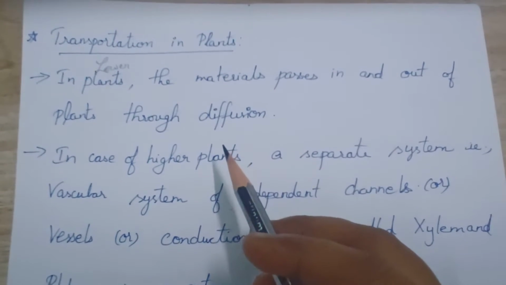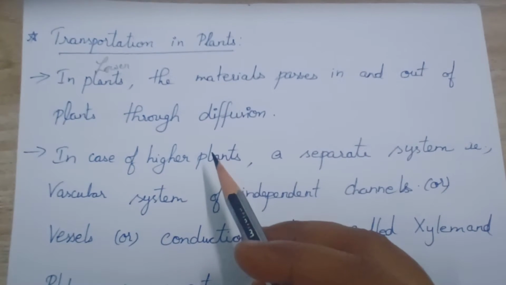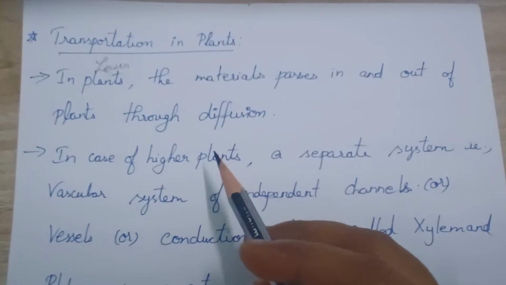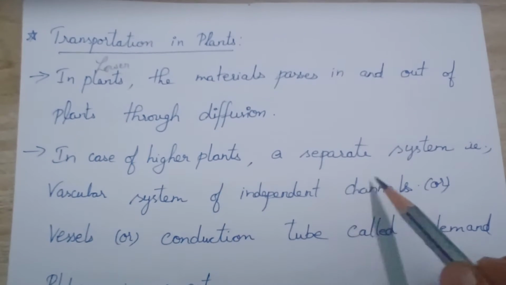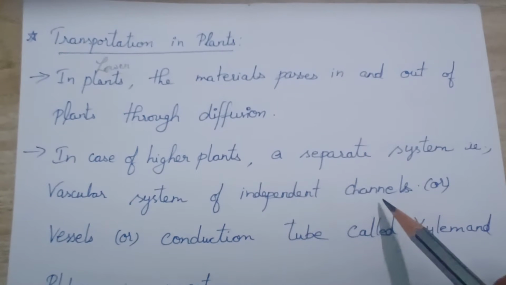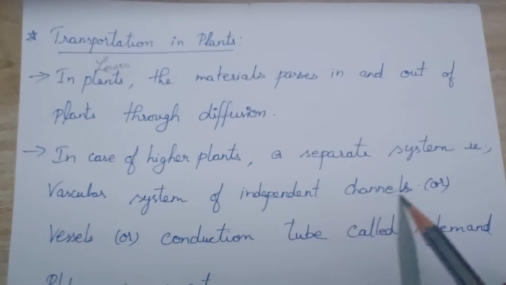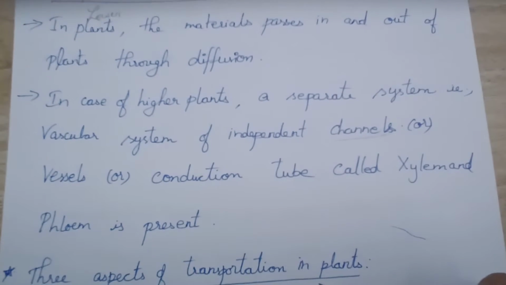That is enough. But in the case of higher plants, the flowering plants, the cells are modified, right? It contains some vascular bundle. In higher plants, there is a separate system, that is the vascular system, independent channels, that is, conducting tubes or vessels, pipe-like structures. That is xylem and phloem, present in the higher plants.